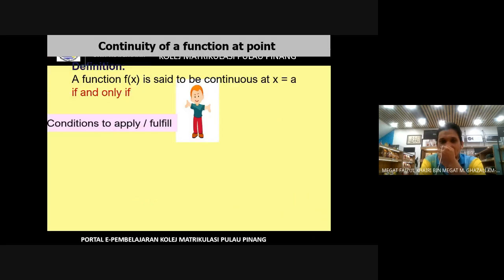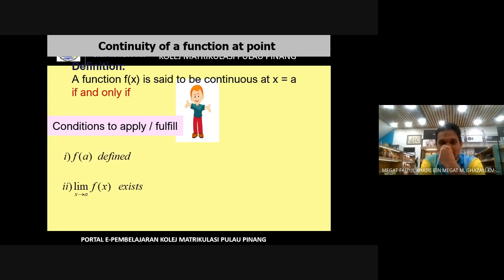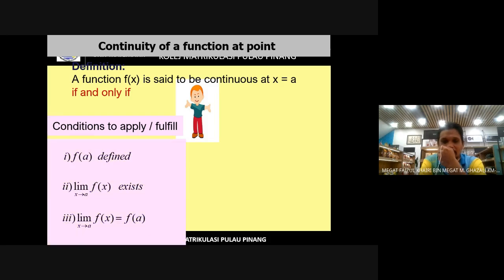So the definition: f(x) is continuous at x equal to a if and only if f(a) is defined, the limit of f(x) exists, and the limit of f(x) equals f(a). Class, we have discussed this before in the topic of limit. Please refer to the subtopic of limit.